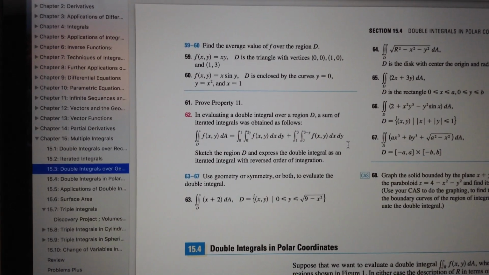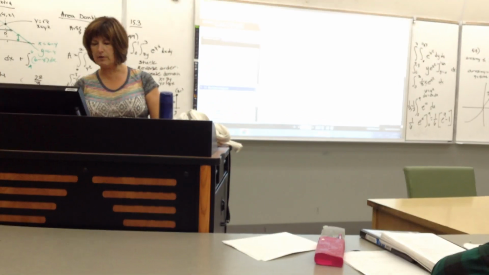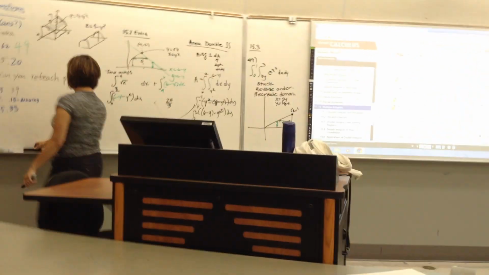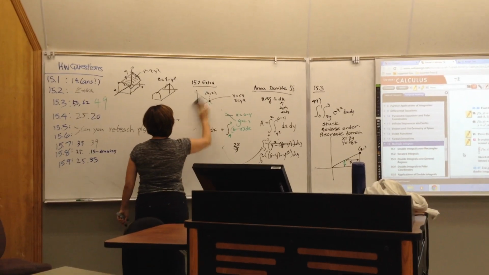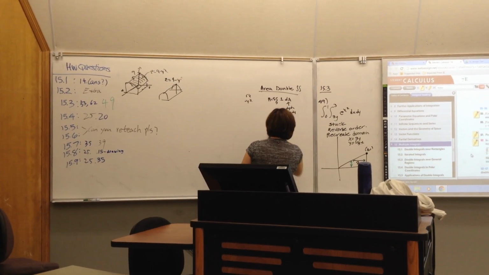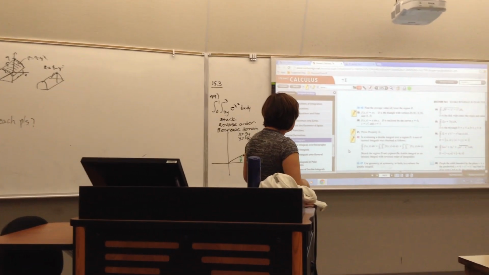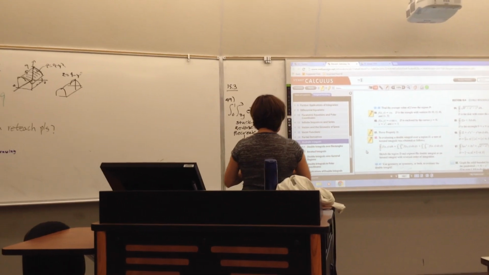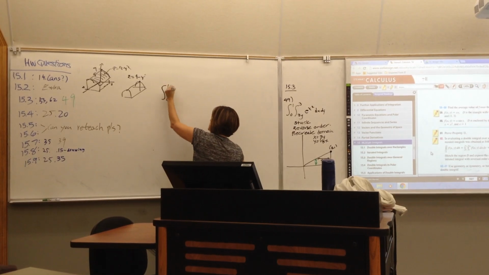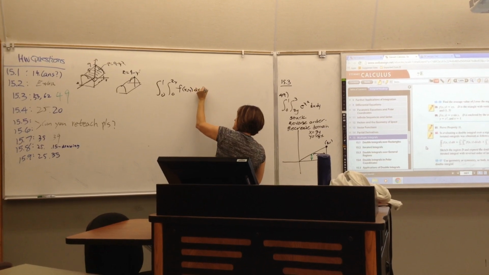In evaluating a double integral over a region D, you get this integral. Sketch the region and express the integral as an iterated integral in the other order. Okay, so they're just asking us to reverse the direction. It's a useful skill, and it extends to triple integrals as well. All right, so what have we got? We've got y from 0 to 1, x from 0 to 2y, f of x and y, dx dy.